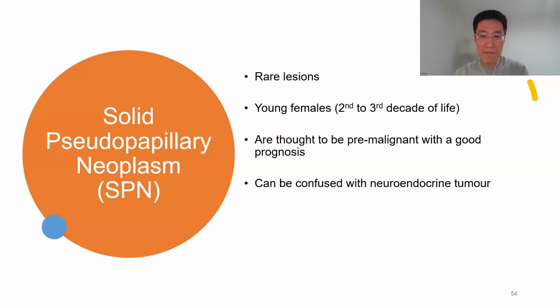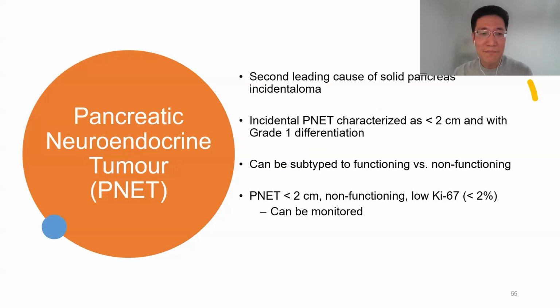And the next solid lesion is SPN. It's very rare again, and they're in mostly young females. Unfortunately, most of these lesions are more predominant in females, and these are thought to be pre-malignant or with a good prognosis, and we have to be cautious because some of these lesions histologically actually turn out to be neuroendocrine tumor. So solid pseudopapillary neoplasm and neuroendocrine tumor can be very confusing on a scan as well.